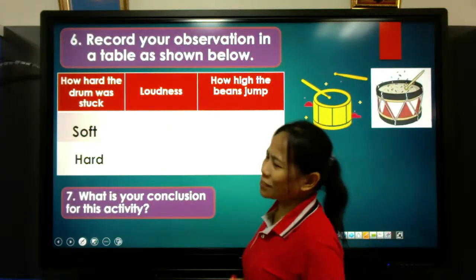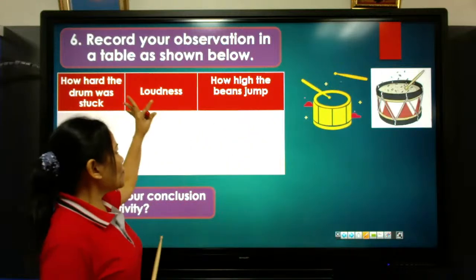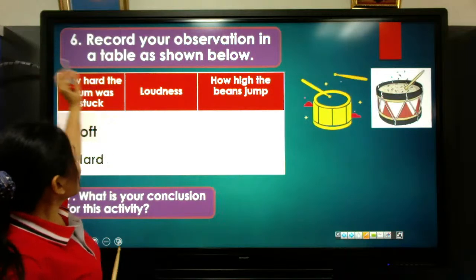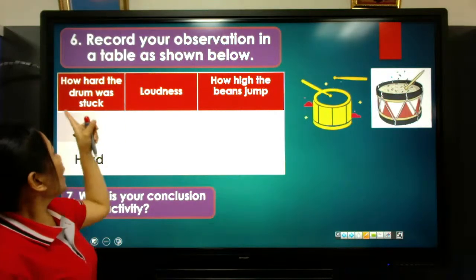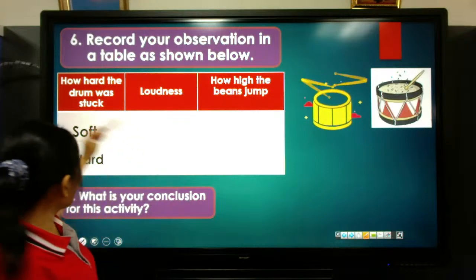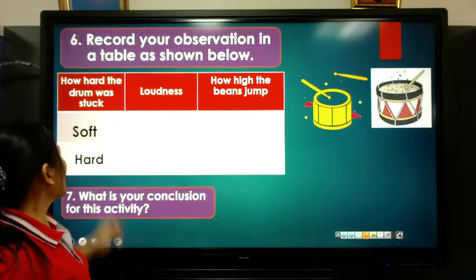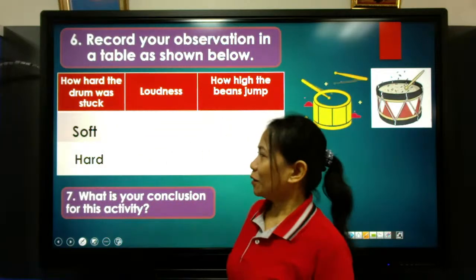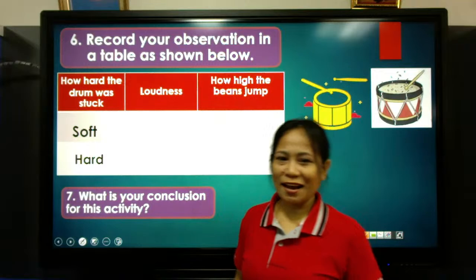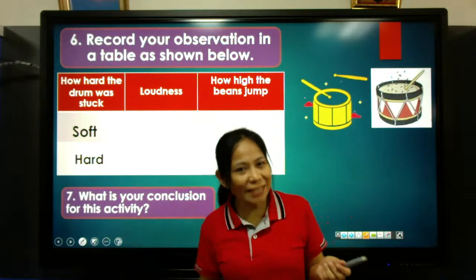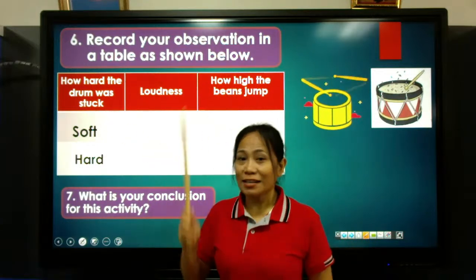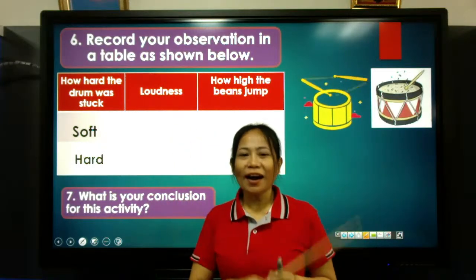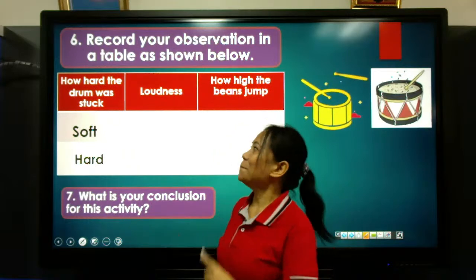Number 6. So let's try to fill up this table. Can you read? So here, record your observation in a table as shown below. So we have here the soft and hard: how hard the drum was struck. The word struck means striking, hitting, or beating. Okay, that's the same word. Stop, hit, strike, beat, the same meaning.